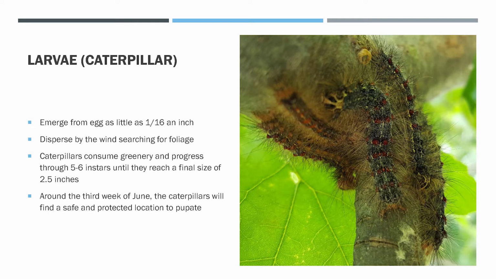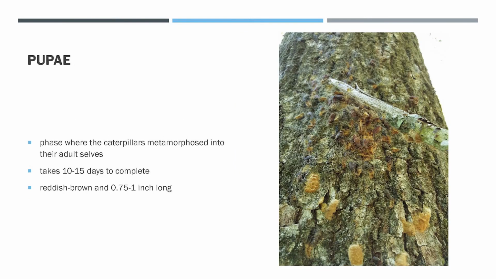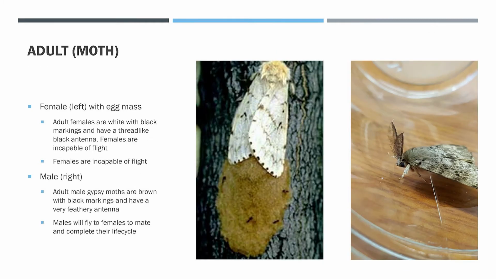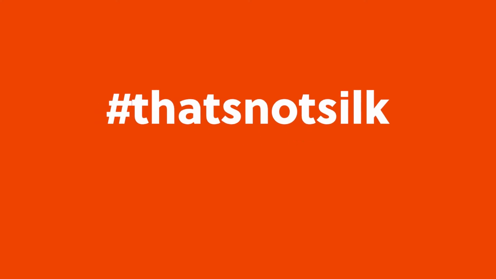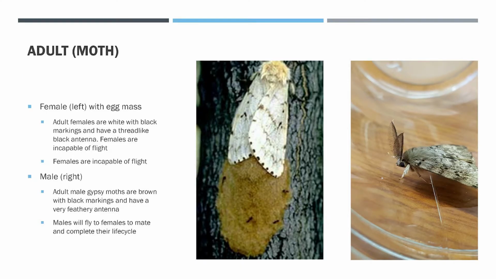Around the 3rd week of June in Massachusetts, the caterpillars will find a safe and protected location to pupate. Pupating is when the caterpillars metamorphose into their adult selves. Lastly, we have the adult moths. The female on the left can be seen laying egg masses. Note how they don't look silky whatsoever. And on the right, we can see the male gypsy moth with its feathery antennae.